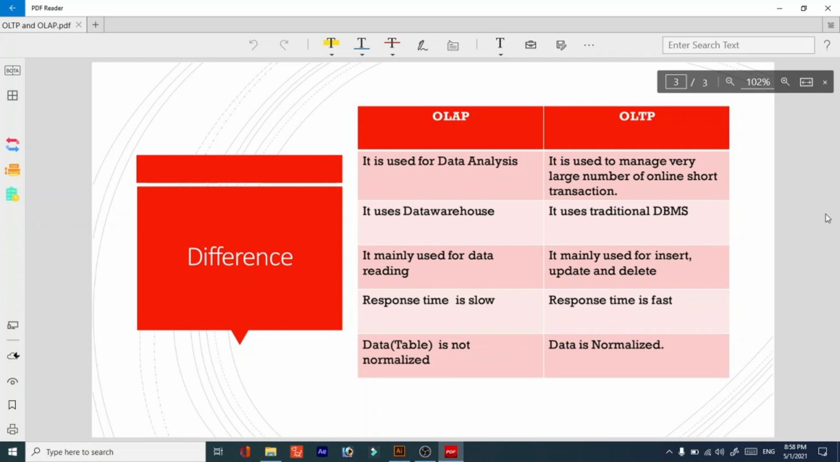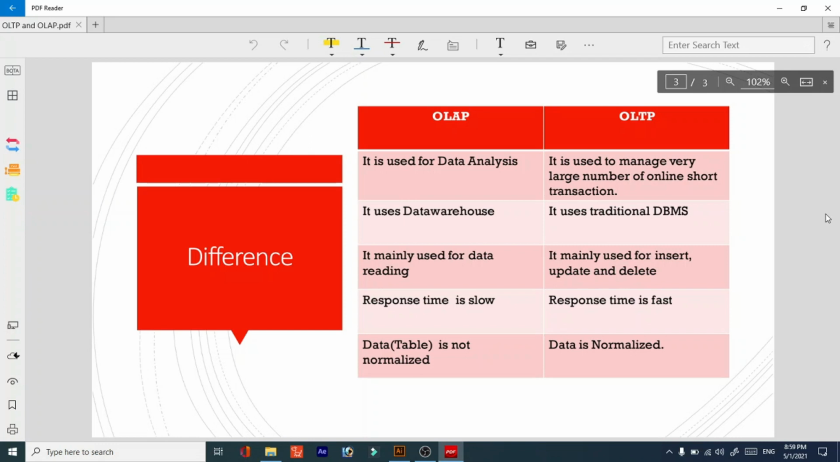In general, OLAP is best for reading. For writing, we will go for OLTP. If there are more writes, we will go for OLTP. If there are fewer writes and more reads, we will go for OLAP, because it contains historical data. Historical data never changes. It will always be the same, constant, non-volatile. It will never be updated.